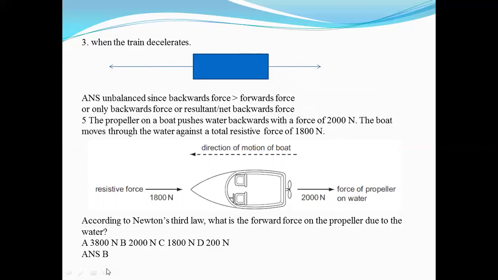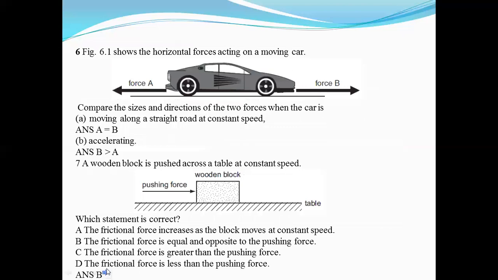So B is the correct answer. Next. Question number 6. The figure shows the horizontal forces acting on a moving car. One is force A, other is force B. Compare the sizes and the direction of the two forces when the car is moving along a straight road at constant speed. Keep this in mind.